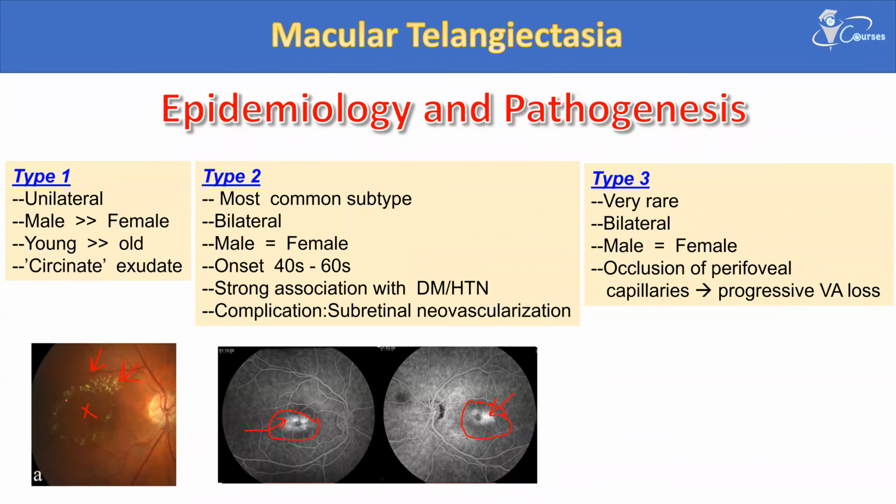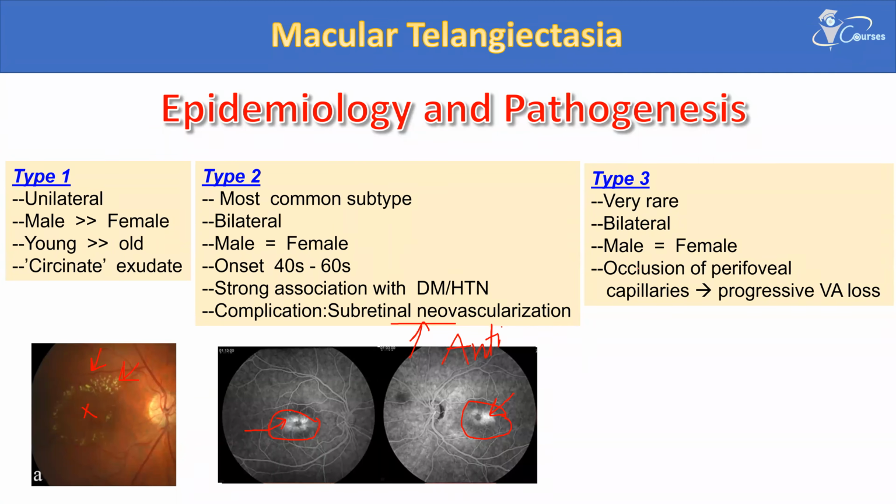So to differentiate again, type 1 is unilateral parafoveal telangiectasia in a young male child. Type 2 is bilateral parafoveal telangiectasia in an older adult. It can be complicated by subretinal neovascularization, and if it develops subretinal neovascularization, then it can be treated with anti-VEGF.